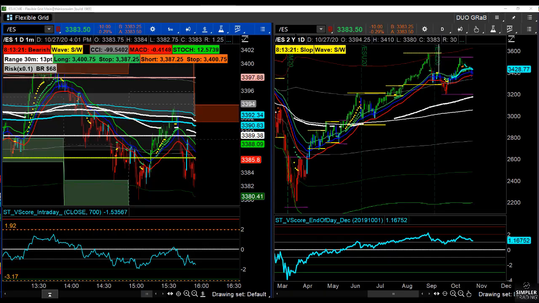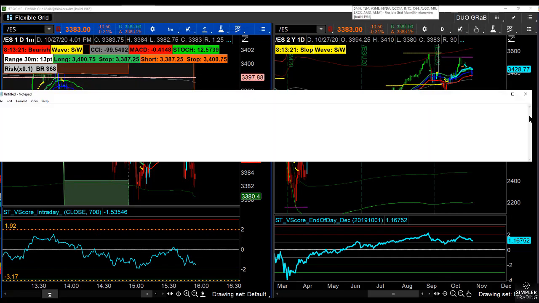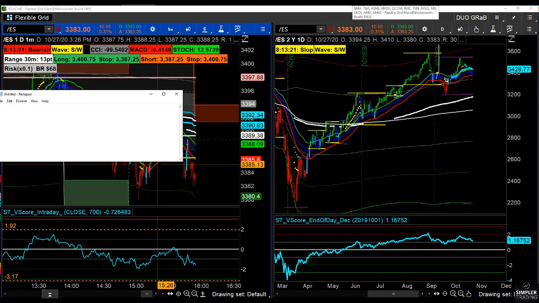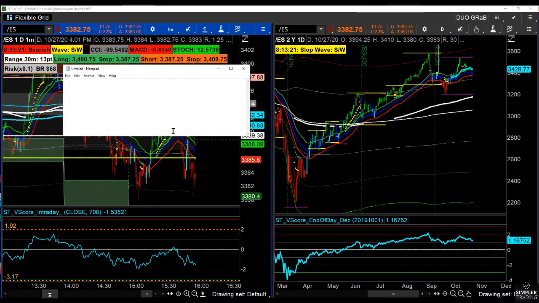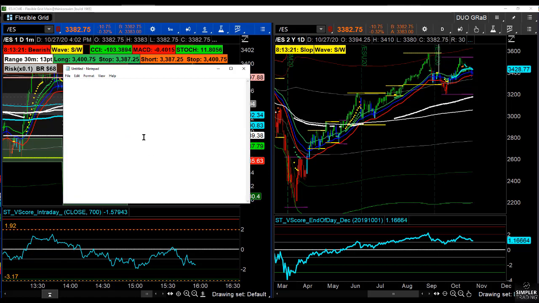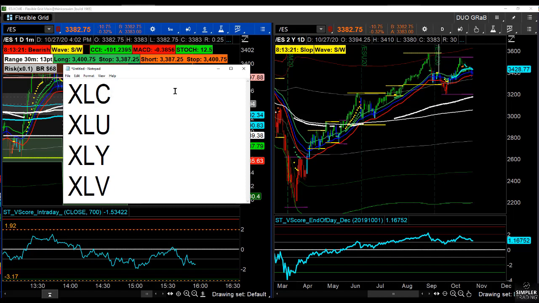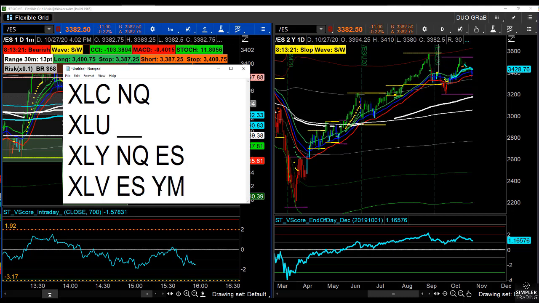Now, when I take a look at those 4, let's transfer those over to take a look at where they are within our interest of the broader averages. So I've got XLC, wow, that's a big font, XLC, XLU, XLY, and finally XLV. XLC is mostly an NQ conversation. XLU, that's actually none of them. XLY, again, NQ and a little bit of ES. XLV is mostly ES and a little bit of YM.